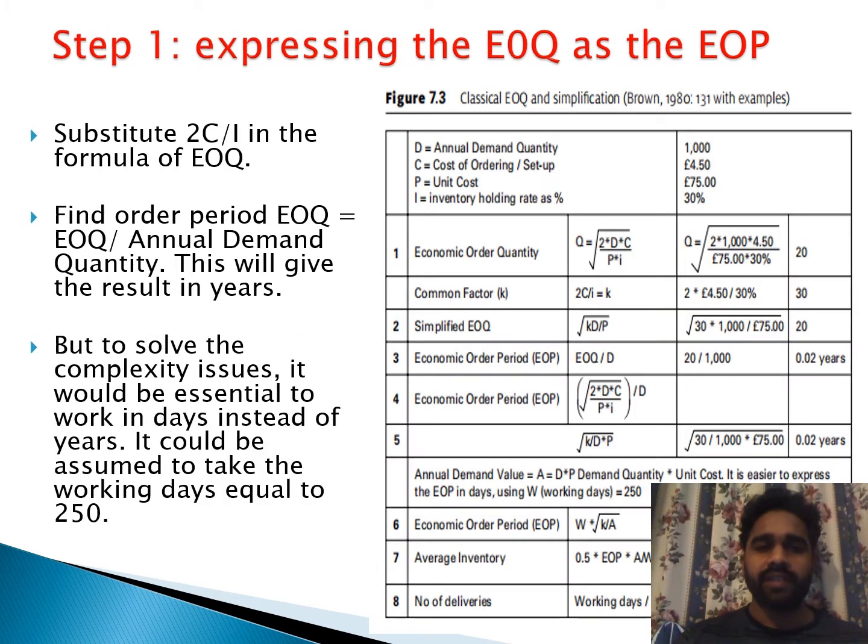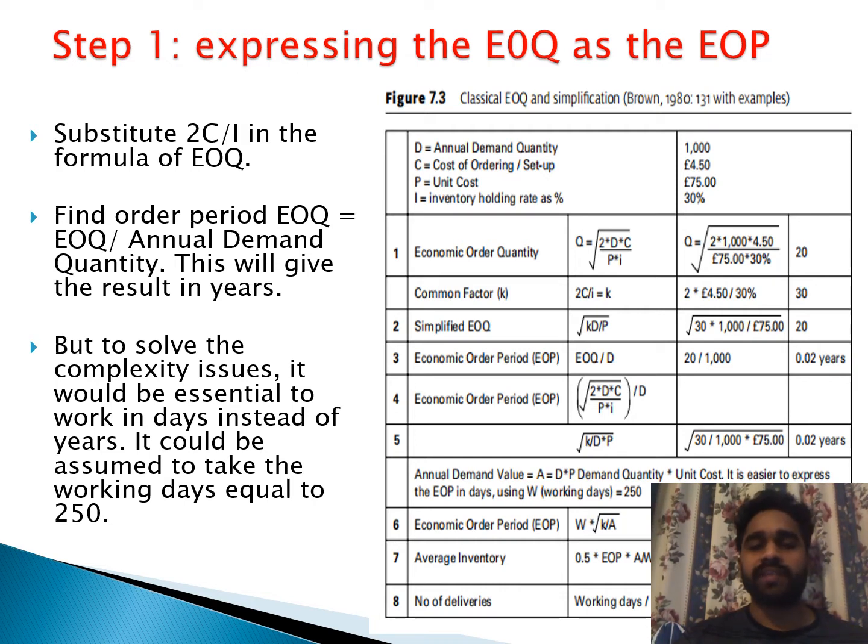Now we start with step 1, expressing the EOQ as the EOP. Substitute 2C/I in the formula of EOQ. Find the order period: EOP is equal to EOQ divided by the annual demand quantity. This will give the result in years. But to reduce the complexity, it would be essential to work in days instead of years. It could be assumed to take the working days equal to 250.